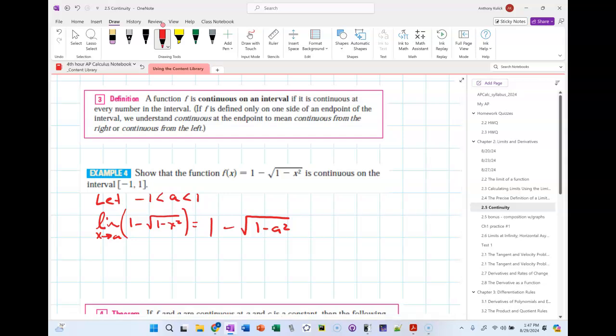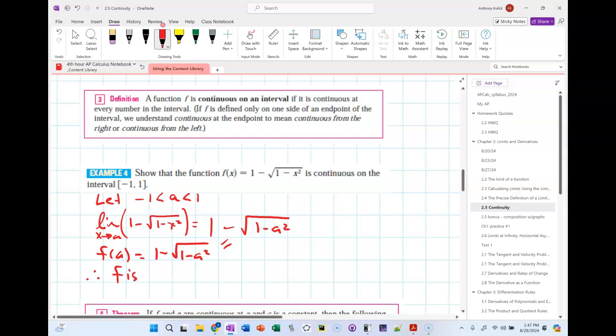Everybody's okay? If I do f of A, I get the same thing. So we're good, right? So I've shown their continuity on the open interval from -1 to 1. The other piece that I need, though, is the endpoints, which I will check separately. So far, so good?